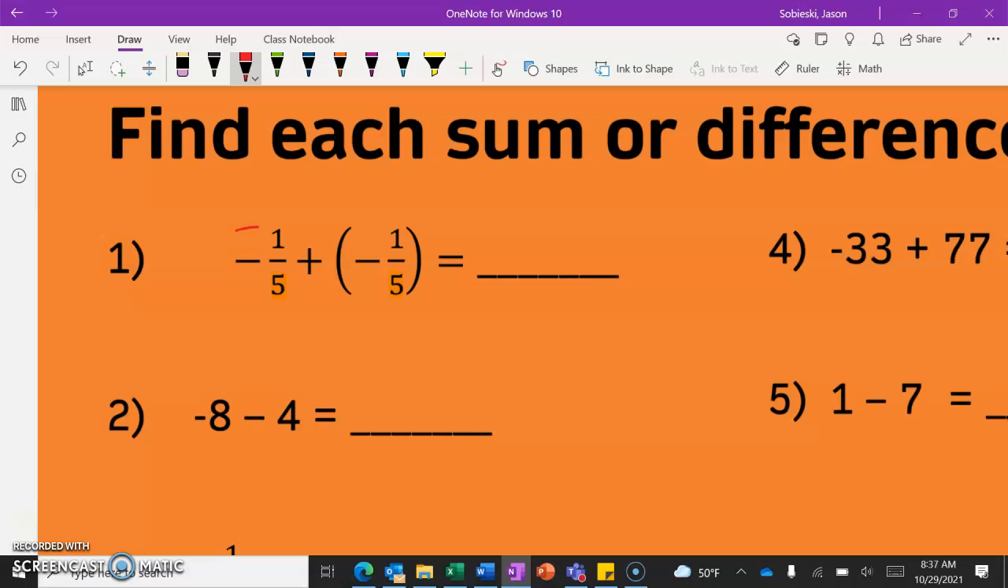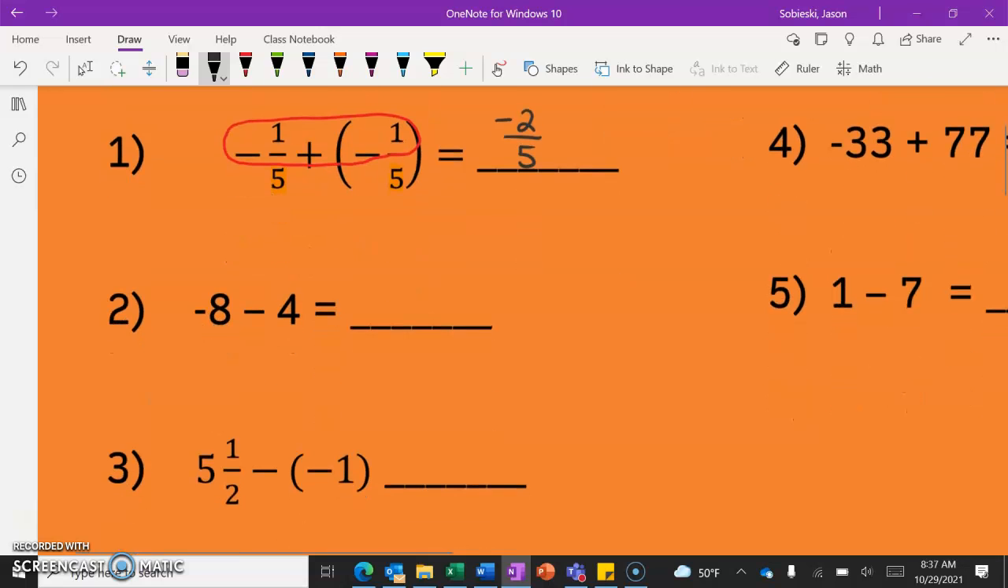So we are just going to evaluate the numerators. So if we do negative 1 plus negative 1, again you can use your addition rules with that, that's just going to give us negative 2. So negative 2 over 5 is our final answer. That can't be simplified, so we are good. All right, how about number 2?